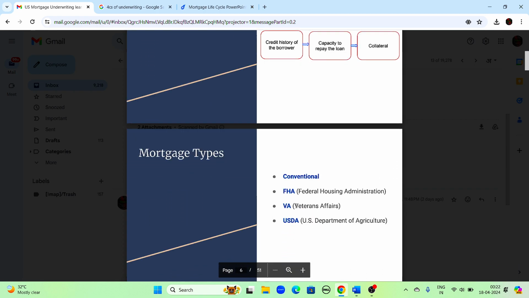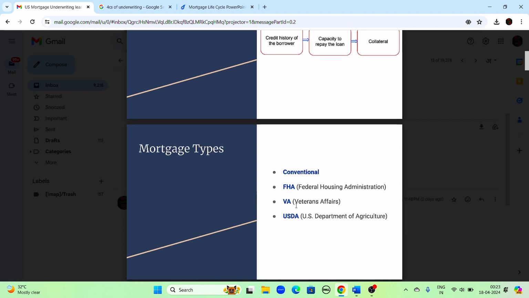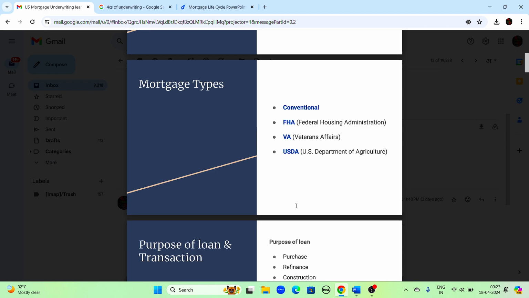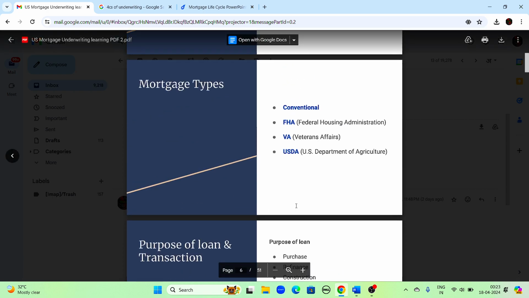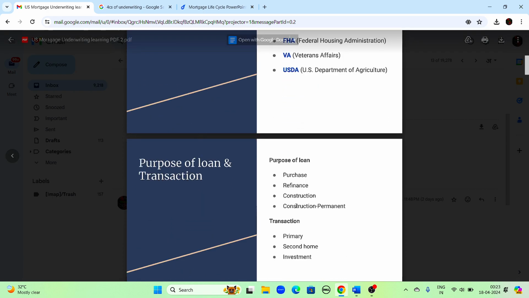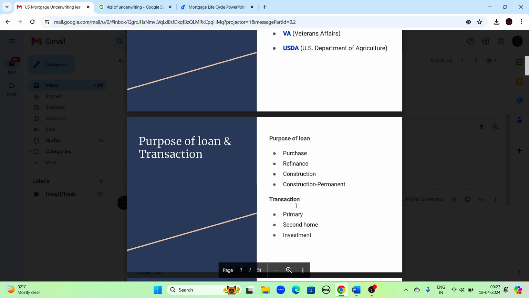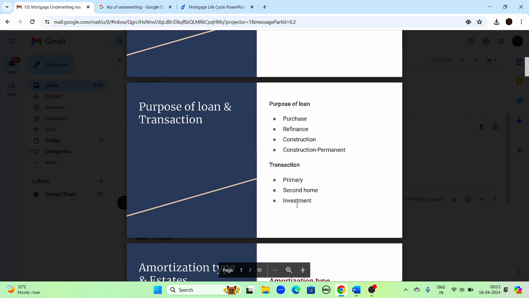What are the types of mortgage? Conventional loan, FHA, which means Federal Housing Administration, VA, Veteran Affairs, USDA, US Department of Agriculture. So these are the types of mortgage. Then the purpose of loan: purchase, refinance, construction, construction permanent. And the transactions we have are primary, secondary home, and investment.